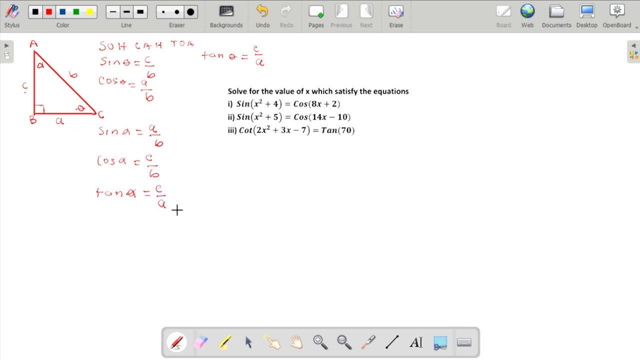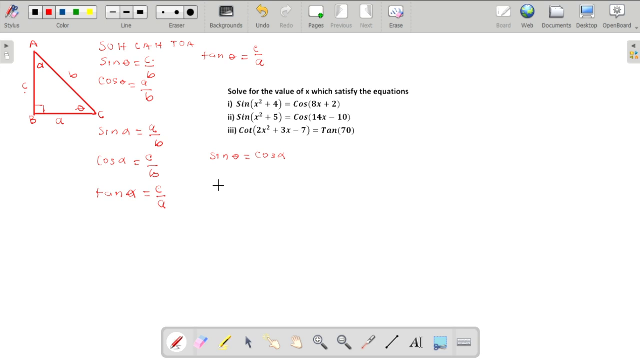Now you could notice here, let's look at this carefully. Sine theta is the same thing as cos alpha. Look at it: sine theta is c over b, and cos alpha is also c over b. But if you look at this triangle, this is a right angle triangle.